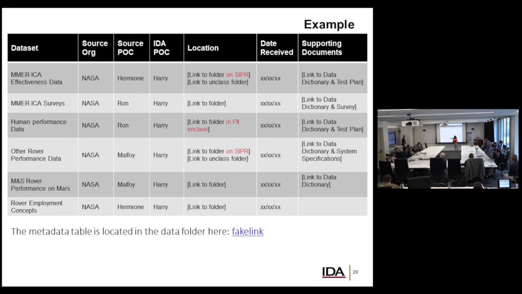Where'd you get the data? Who'd you get it from? Try not to trust these two data sets. And then, of course, where is it stored? When was it received? Do we have any supporting documentation? So in this case, that might be things like test plans, temps, data dictionaries, other assorted things.